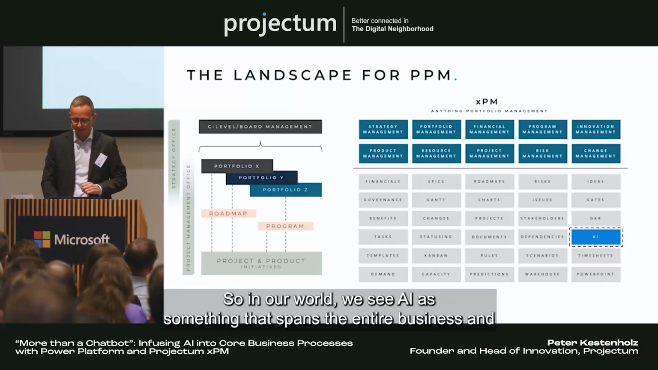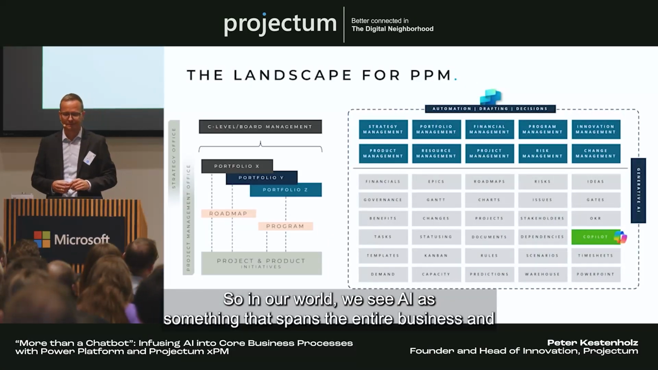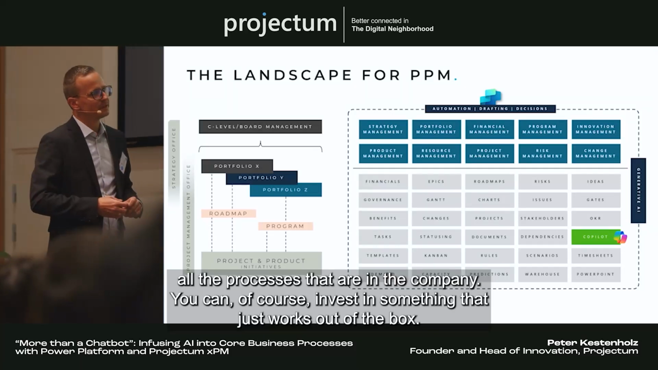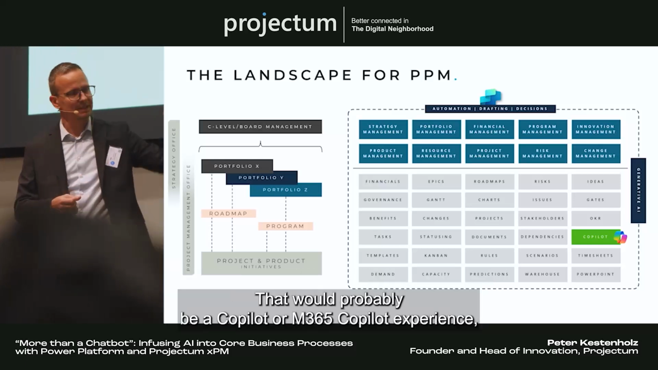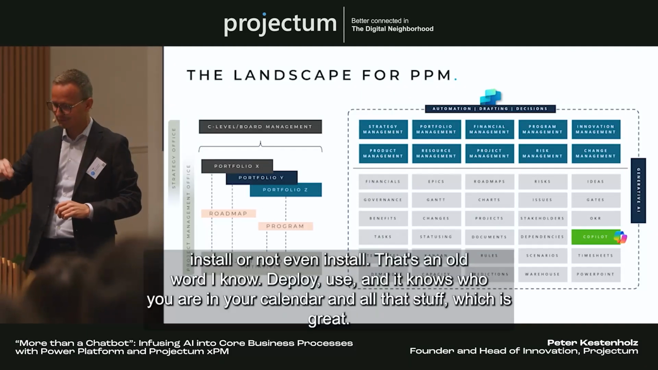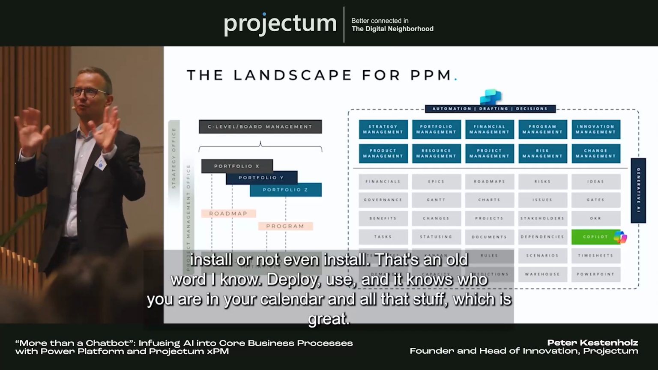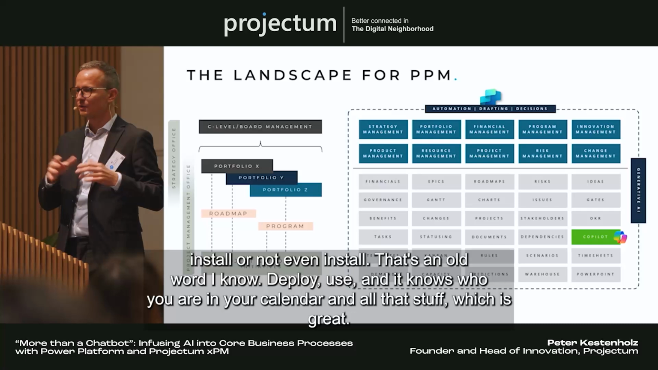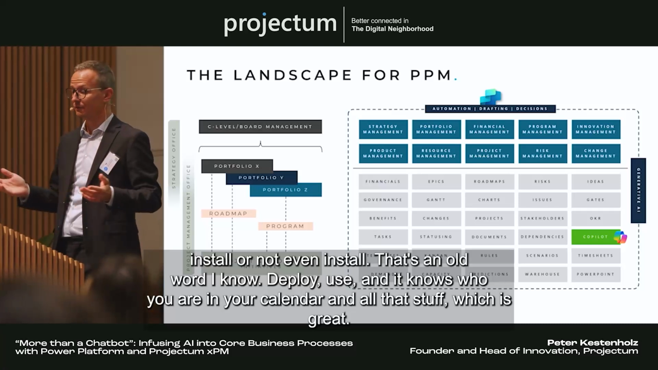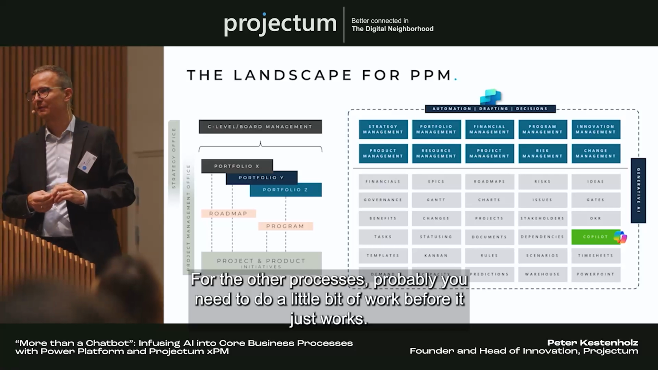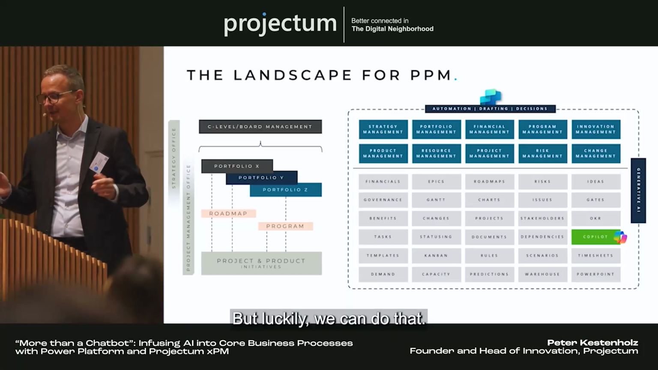So in our world, we see AI as something that spans the entire business and all the processes in the company. You can, of course, invest in something that just works out of the box. That would probably be a Copilot or M365 Copilot experience. Install, or not even install, that's an old word, I know. Deploy, use, and it knows who you are and your calendar and all that stuff, which is great. For the other processes, you probably need to do a little bit of work before it just works. But luckily, we can do that.